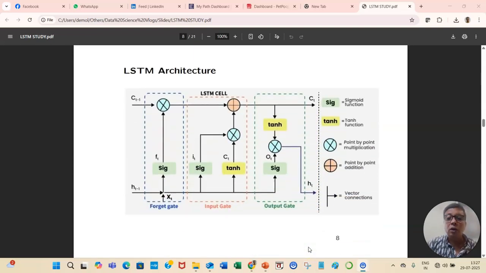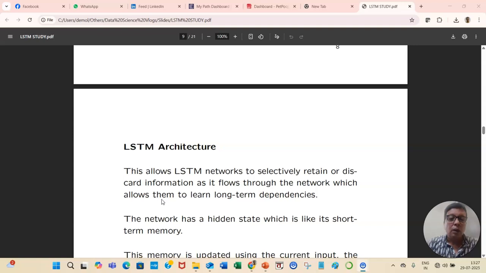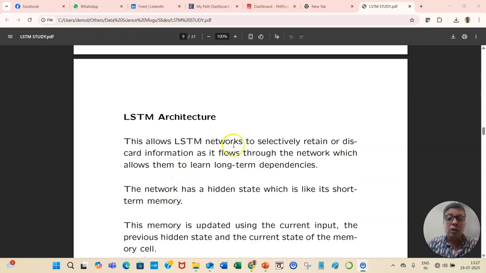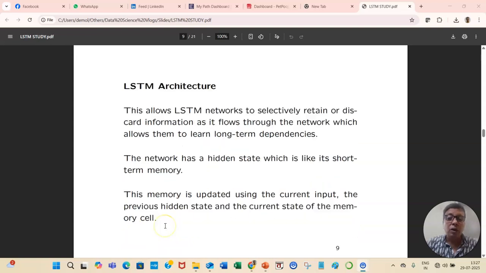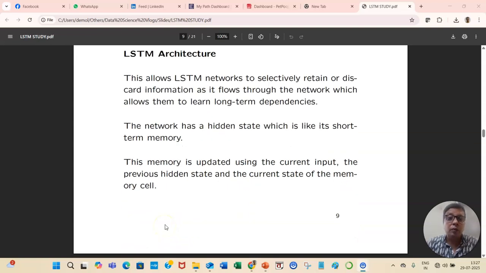So here is the total LSTM architecture. We have forget gate, input gate, output gate. LSTM architecture allows LSTM networks to selectively retain or discard information as it flows through the network, which allows them to learn long-term dependencies. The network has a hidden state which is like its short-term memory. The memory is updated using the current input, the previous hidden state, and the current state of the memory cell.